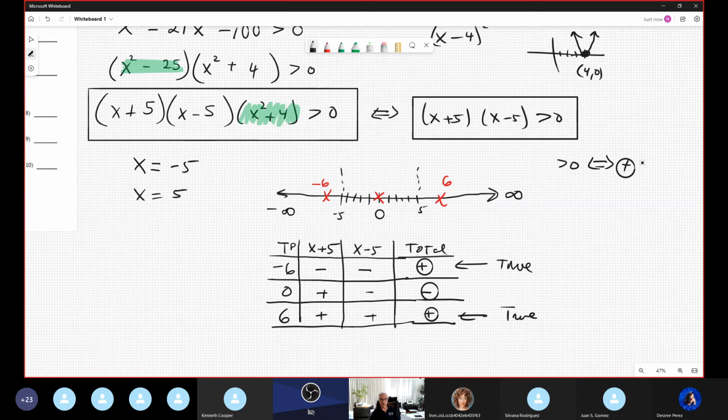Therefore, the solution of our inequality lies in this region. So the testing points that pass the test are 6 and -6, that part and that part. And what about the endpoints 5 and -5? Do they belong or no? No, because our problem includes only a strict inequality and no equal sign. No equal sign is a clue that gives me the information that the endpoints do not belong to the solution.